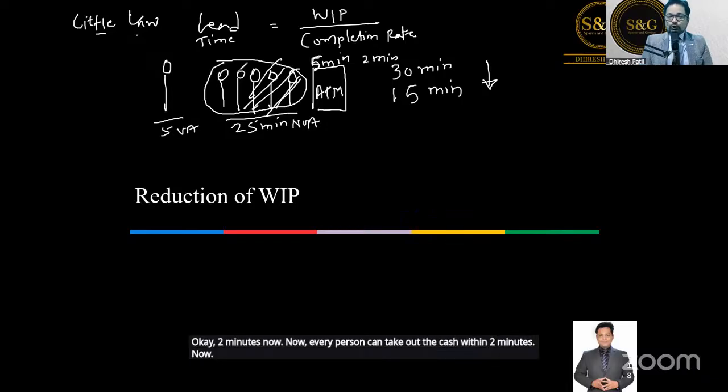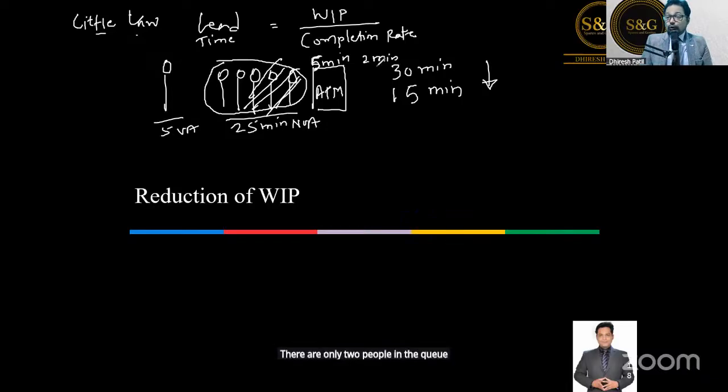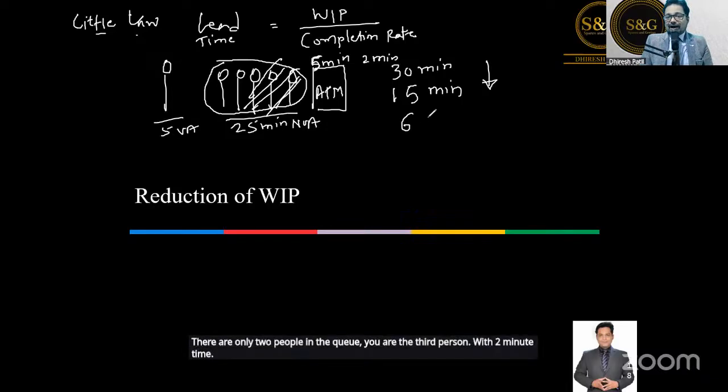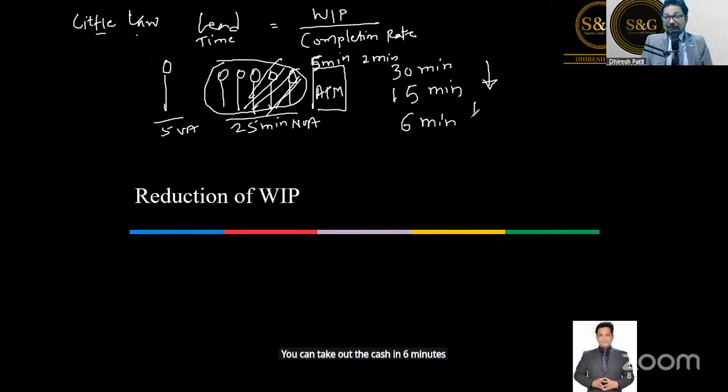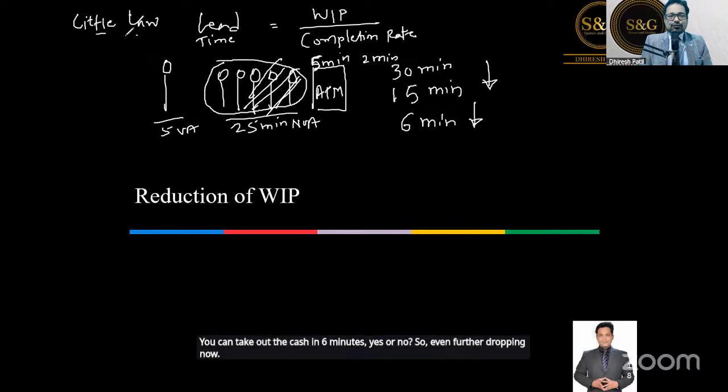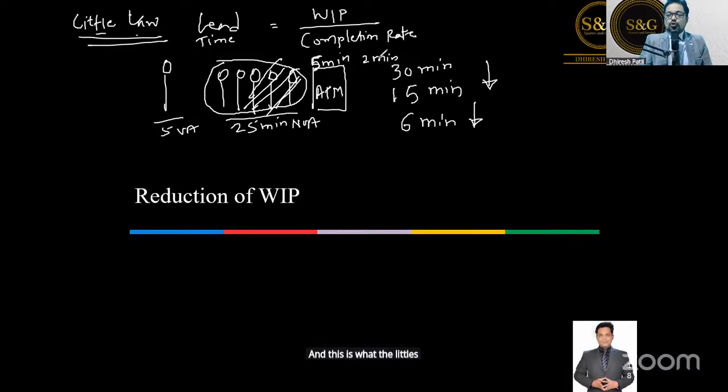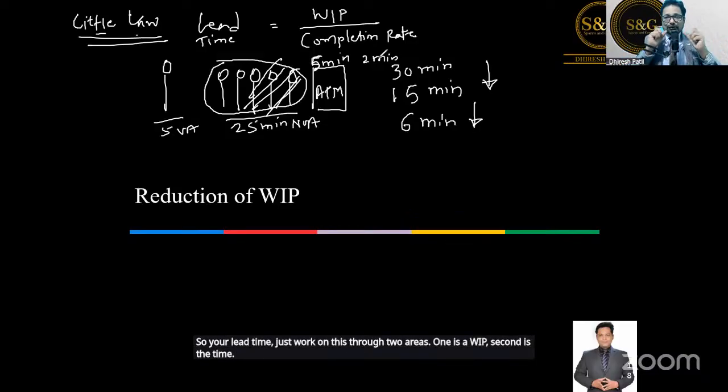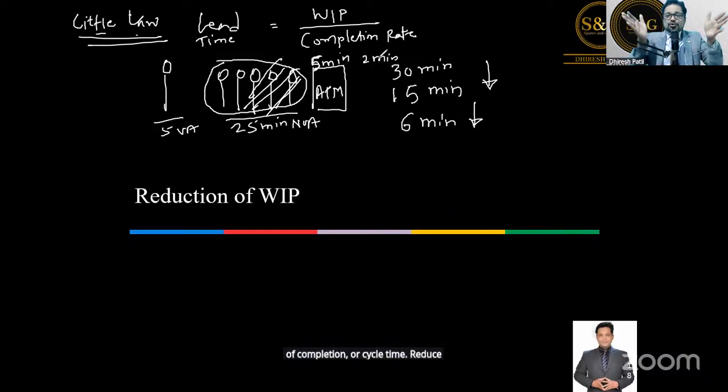Now there are only two people in the queue. You are the third person. With 2 minutes each, you can take out the cash in 6 minutes. Yes or no? So it is dropping down even further, and this is what Little's law is all about. So for your lead time, just work on these two areas: one is the WIP, second is the time of completion, or cycle time. Reduce the cycle time, reduce the WIP, and your lead time will drastically reduce.